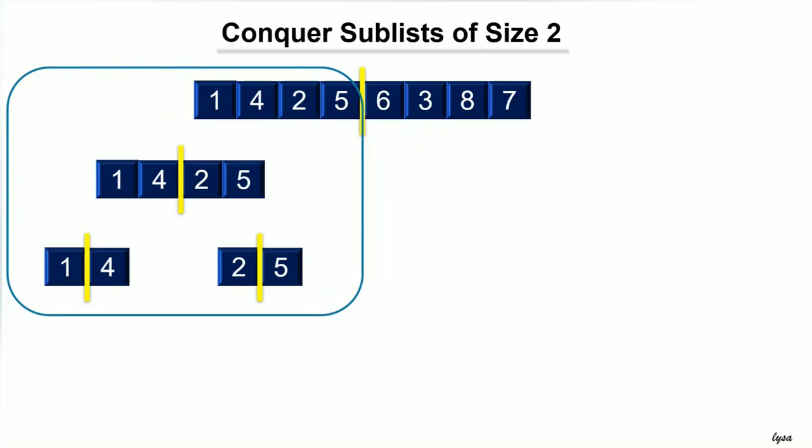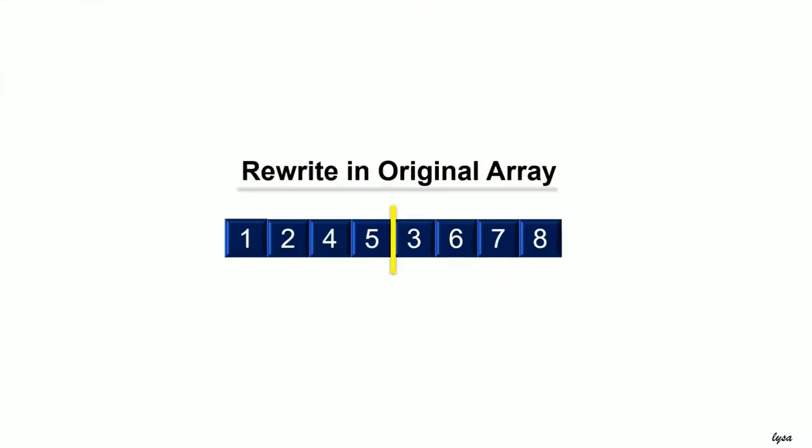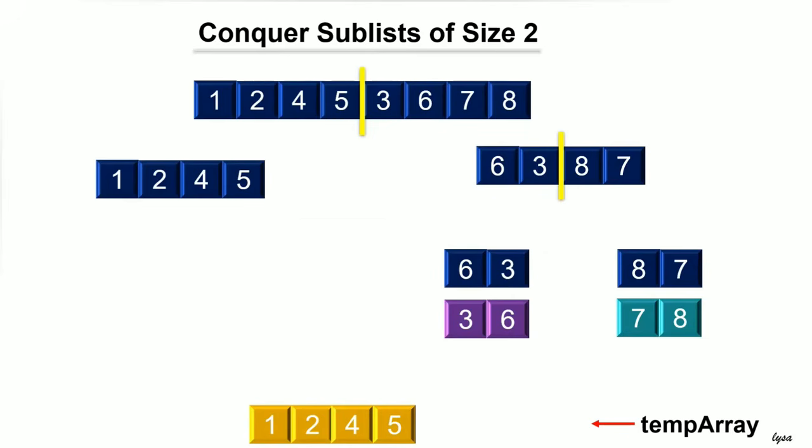It is now time for me to merge the two sublists which are of size 2. First, I merge sublist of size 1 and now I merge sublist of size 2. To merge sublist of size 2, we have two sublists of size 4 which are already sorted. Now we have to again combine them and make them into a list of size 8. So we have 3, 6 and 7, 8.